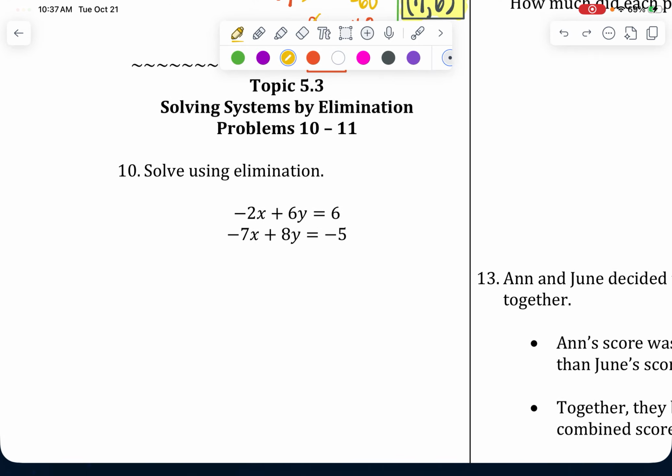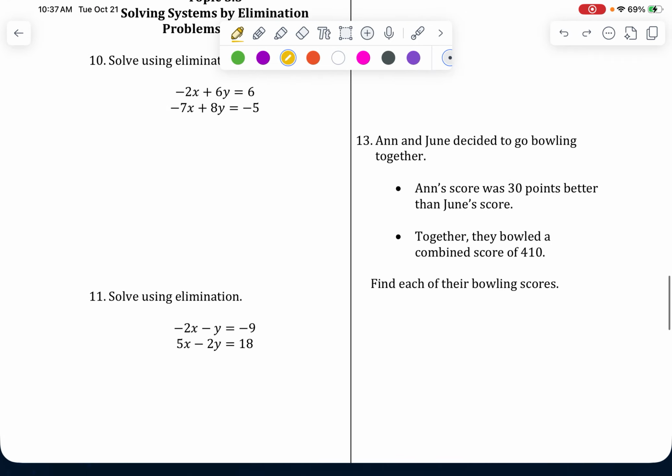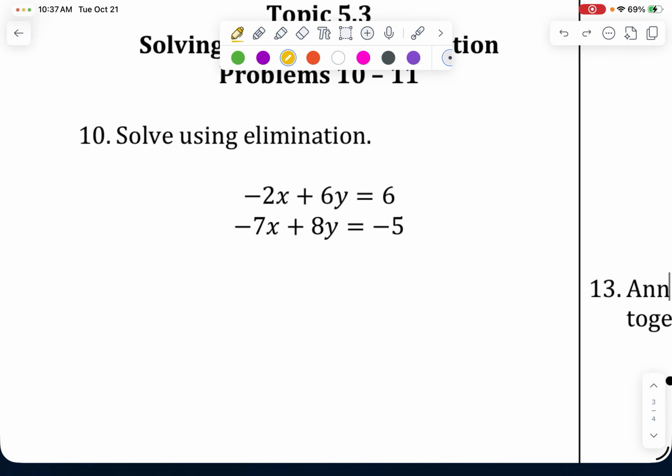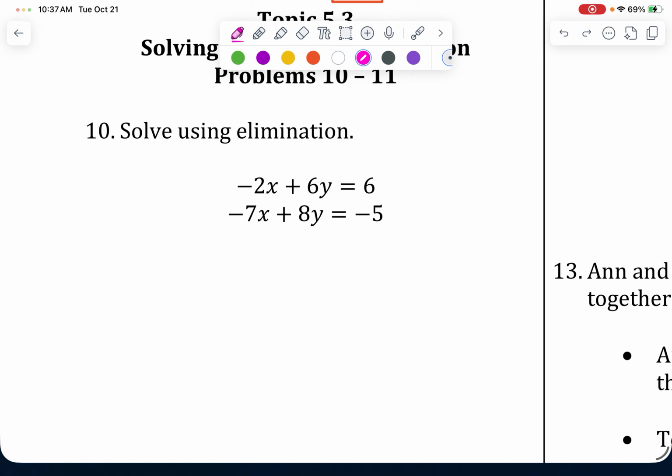And this is one of the hardest problems. I don't know, I wish we would have started with something easier, but that's okay. You need to pick a variable to cancel. It does not matter which variable you pick. I'm just going to pick the x's just for no reason. So I need to ask myself, obviously 7 is not a multiple of 2, which means I'm going to have to change both of these equations. So I need to think of the smallest multiple that 2 and 7 have in common. Well, that's going to be a 14.